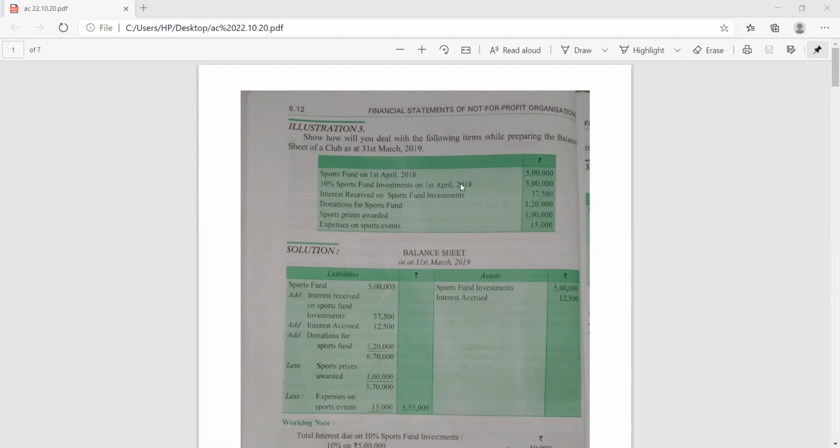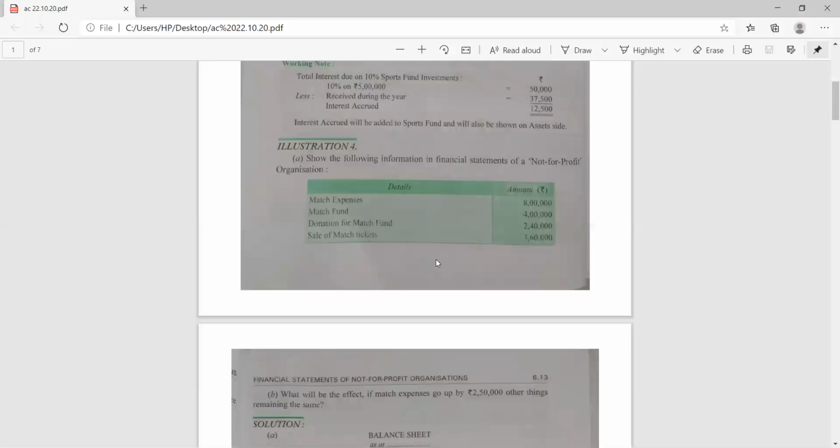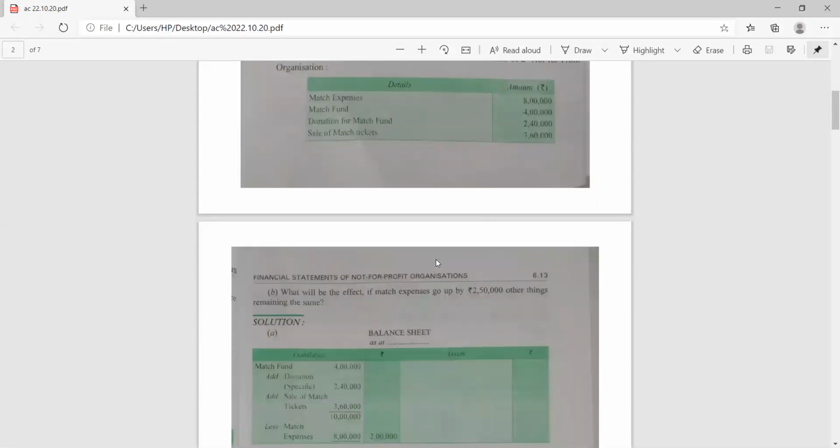So it is to be treated at the 2 place. I hope it is clear to you. The next illustration is also very much similar to that, in which instead of sports fund, the match fund is given to you.